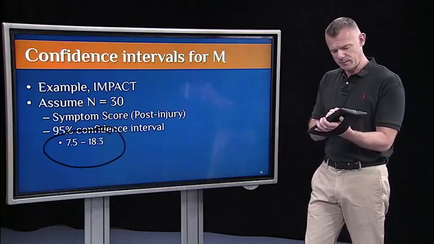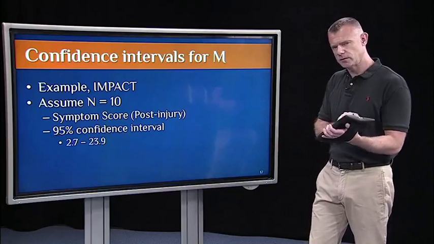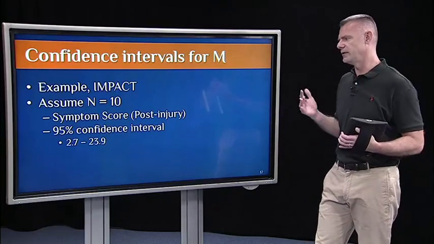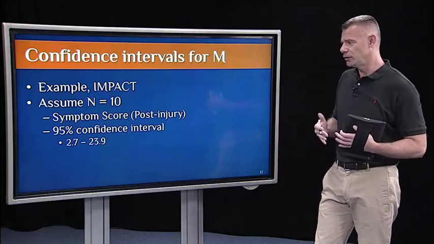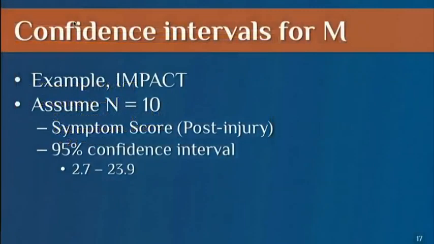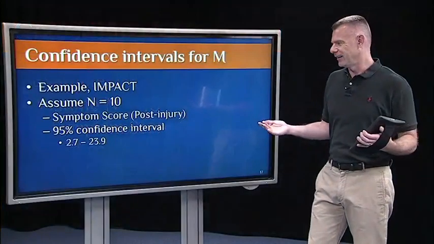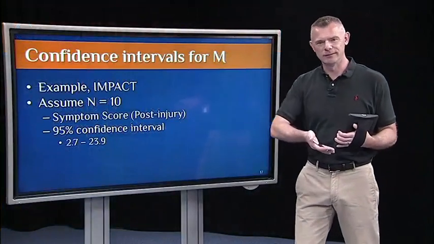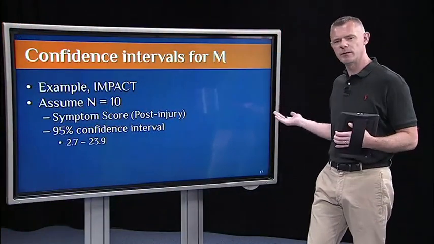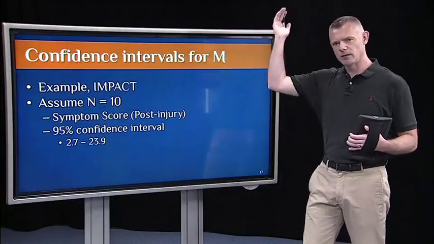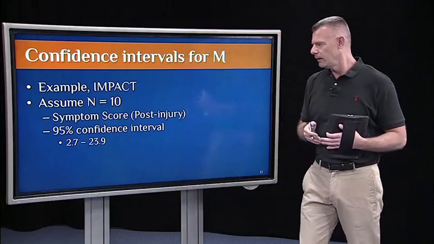It gets worse as sample size goes down, of course. So now let's look at it with an n of 10. Now let's look at the 95% confidence interval. 2.7 to 23.9. It's basically saying with an n of 10, I don't know where you're going to fall on this thing. 2.7 is close to 0. That's close to showing no symptoms at all. And 23.9 is almost off the charts on this scale.